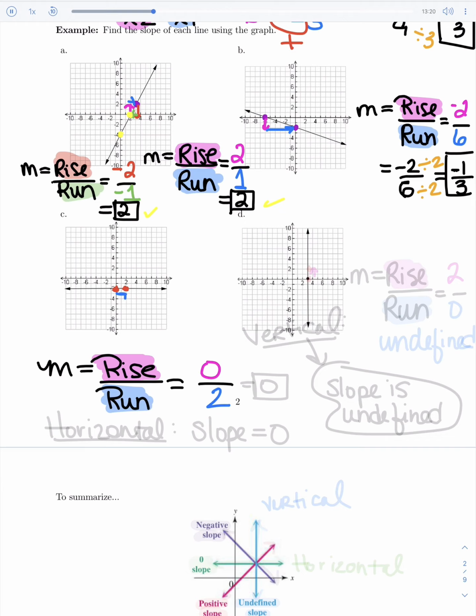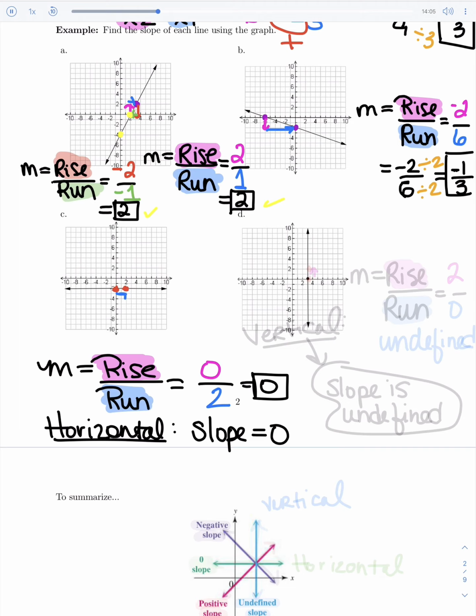So the question is, what happens when I have 0 divided by 2? Well, 0 divided by anything is always going to be 0. So that means I actually do have a slope, and the slope is the number 0. It doesn't mean that there's no slope. It means that the slope is 0. So what does that mean about horizontal lines? It means that horizontal lines will always have a slope equal to 0, because their rise is 0, because it's not going to go up and it's not going to go down. And then 0 divided by anything will always give you 0.